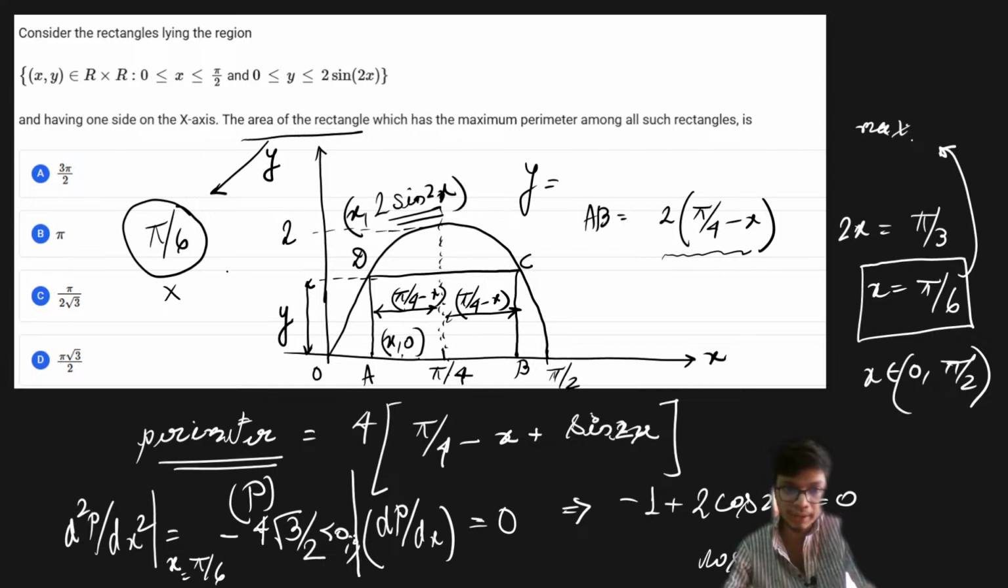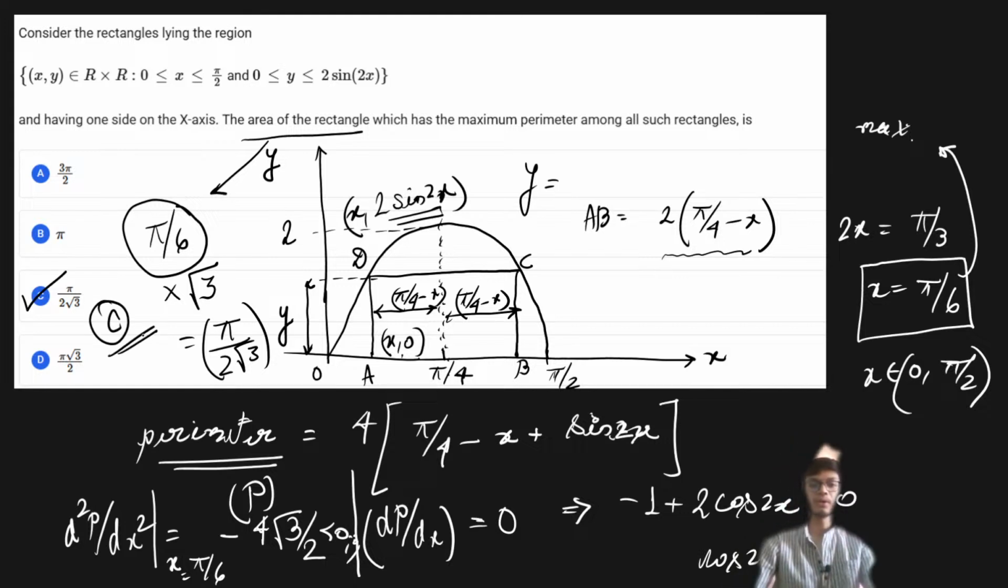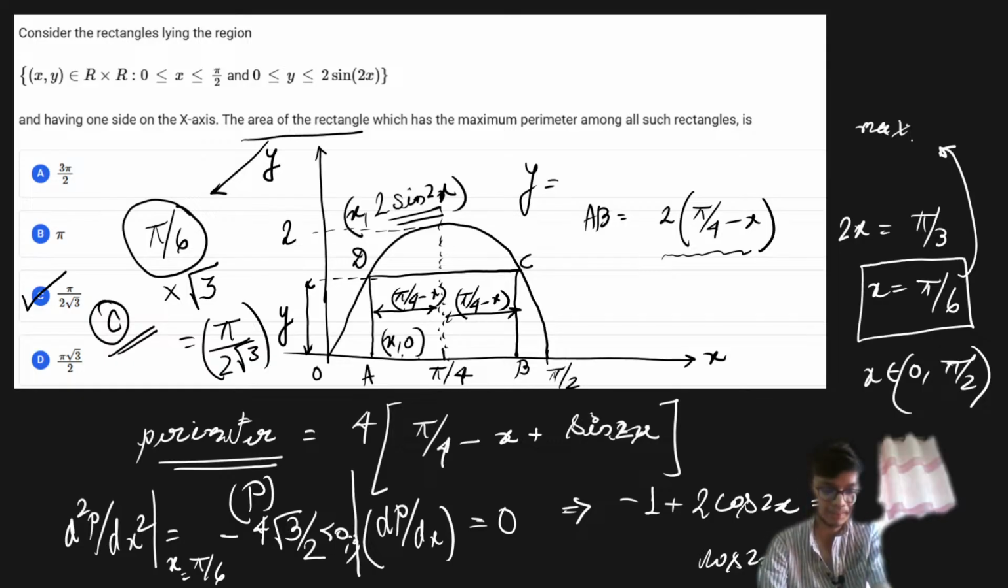The sine of 2x is root 3, so that is going to be root 3. With this, you are going to have the answer as pi upon 2 root 3, and that is going to be your correct answer. That is option C, option C is going to be the correct answer. Is this part clear to all of you?